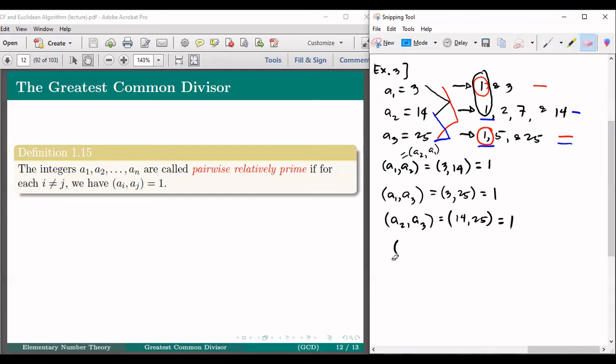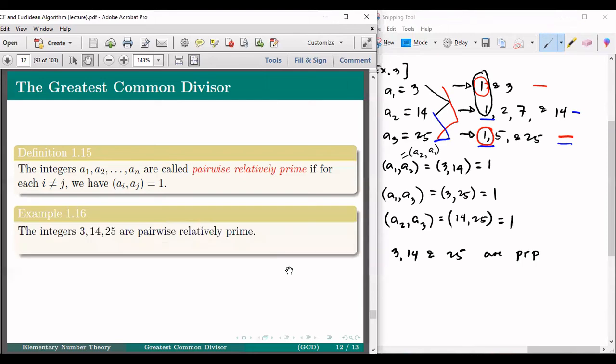Hence, we can say that 3, 14, and 25 are pairwise relatively prime. So here in this example, the integers 3, 14, and 25 are pairwise relatively prime because we have shown that for every pairing of integers, the GCD is 1. So here, notice that these integers, 3, 14, and 25, are mutually relatively prime.